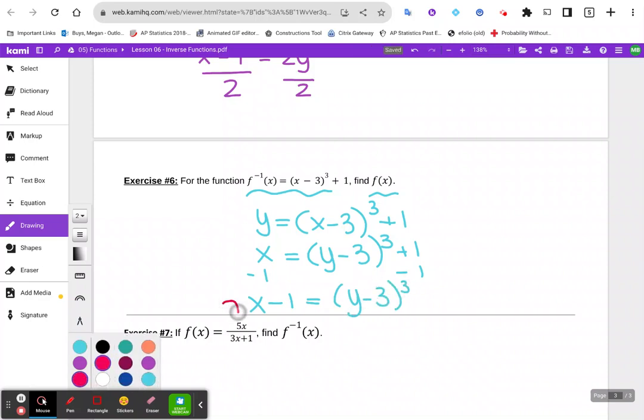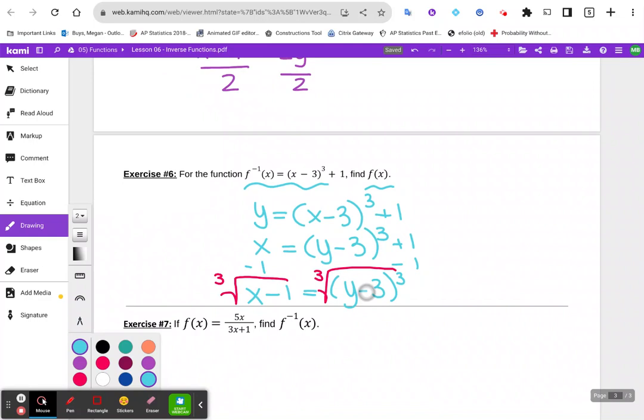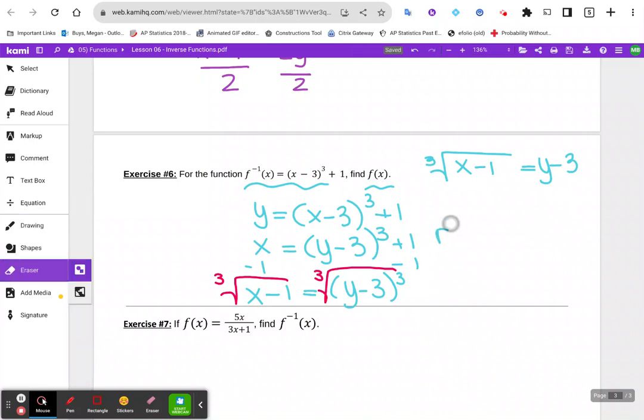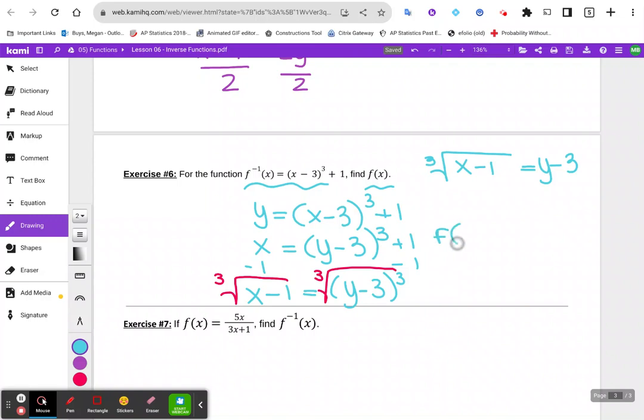So I got x minus 1 equal to (y minus 3) to the third. Same as before, right? Now you're just taking the cube root of both sides because you have the third power up there. That will cancel. That will leave me with the cube root of x minus 1 equal to y minus 3. So my last step is just to add that 3 back over. And my final answer will be that f of x originally was equal to the cube root of x minus 1, plus 3 outside of that cube root.